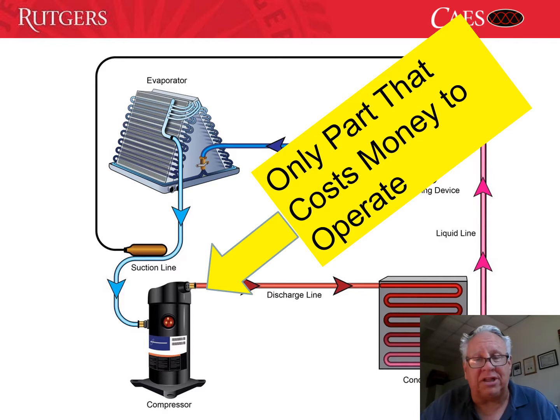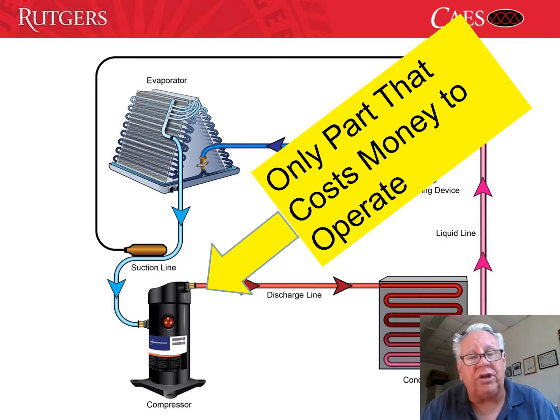If you really want to look at this cycle in terms of where am I spending money, there is only one place. All these other devices don't have any operational costs. It's just the compressor. And later on, when we go to an absorption refrigeration cycle, which you may or may not have heard of, what we do is replace the compressor. But that's for a later slide.